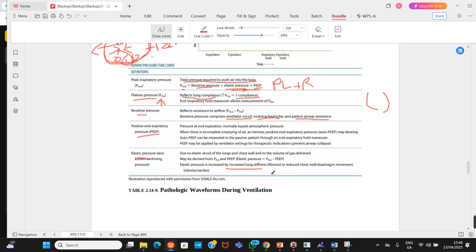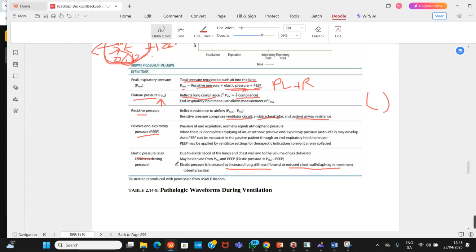Is there anything I'm missing here? Yeah. So we have talked about elastic pressure. Elastic pressure is the one due to elastic recoil of the lungs and chest wall. The one that you need to overcome is what? The elastic pressure. So elastic pressure is going to be increased if there's lung stiffness. That lung is stiff. It's like it's coming close together. You cannot expand it. Elastic pressure is going to be high in there.